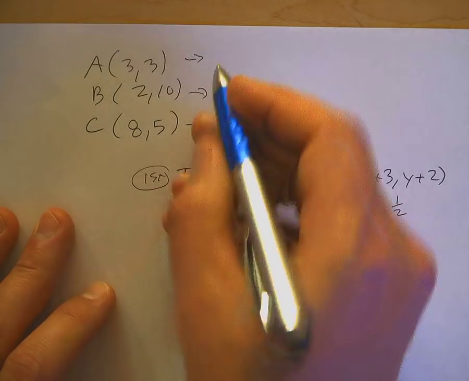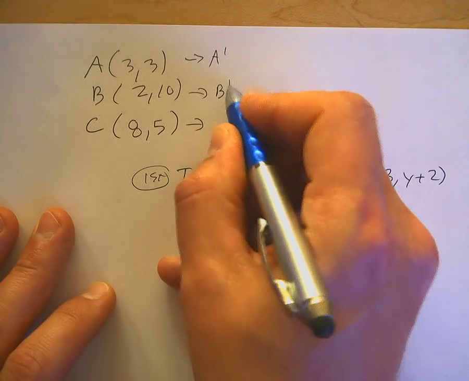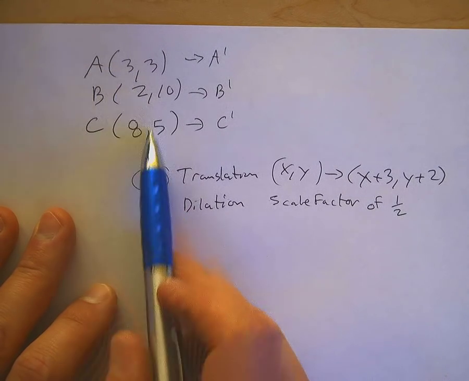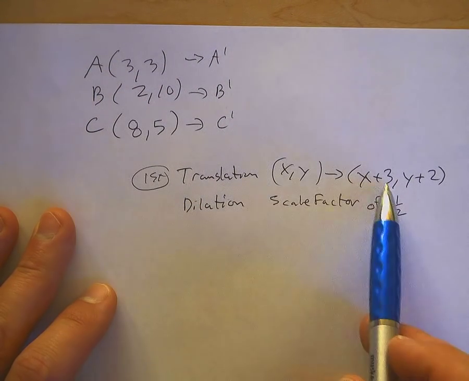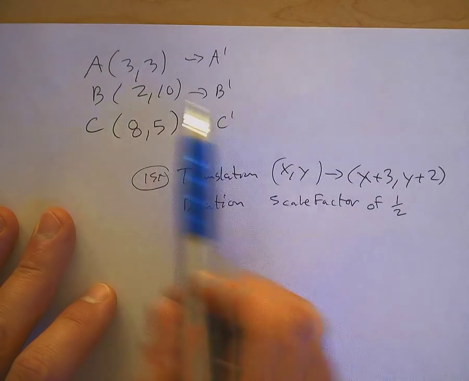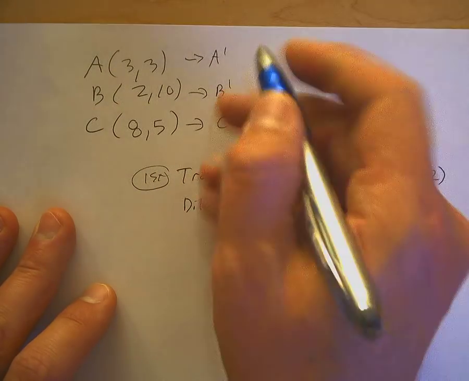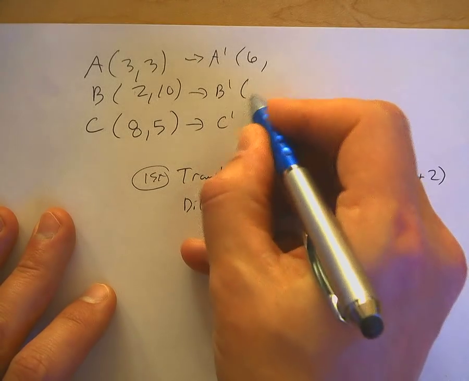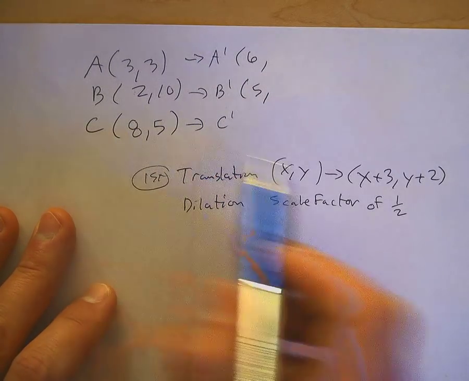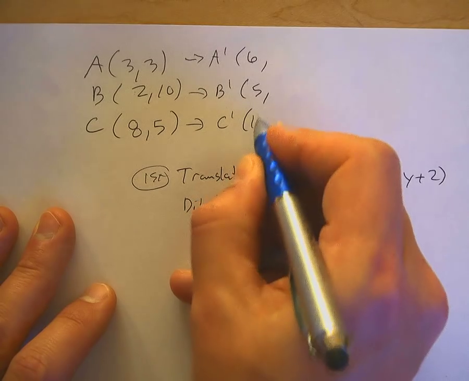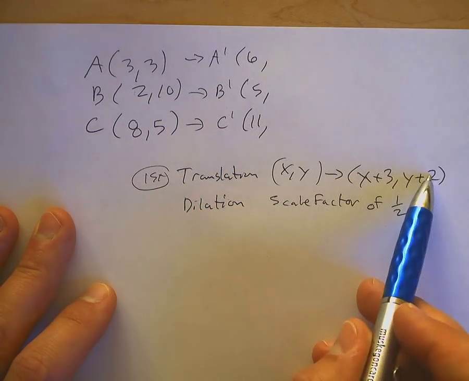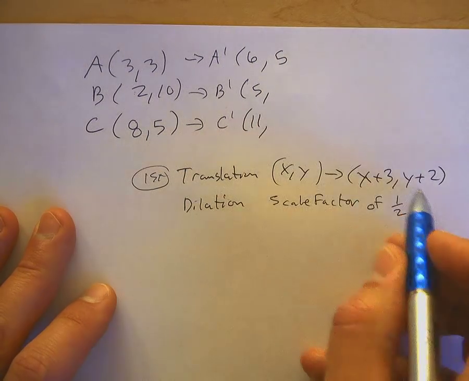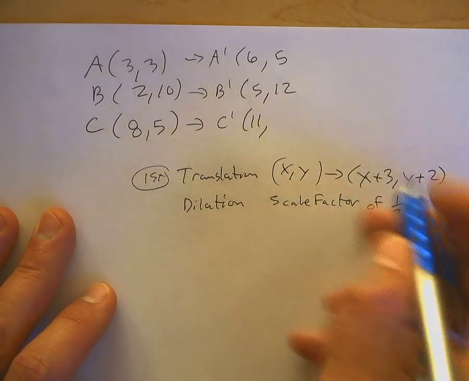So first thing I have to do is take these points and do this one first. I'm going to go from A to A prime, B to B prime, and C to C prime. I'm adding 3 to all the x's. So 3 plus 3 is 6, 2 plus 3 is 5, 8 plus 3 is 11. Then I add 2 to the y's, so 3 plus 2 is 5, 10 plus 2 is 12, 5 plus 2 is 7.